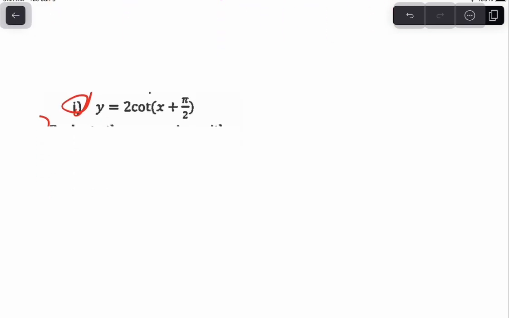So we have a stretch of 2. Just like our tangent had a 2 stretch, this one's going to have a 2 stretch, but this one hasn't been flipped over. So it's still going to look like this. Okay. Let's take a look at how it has shifted.